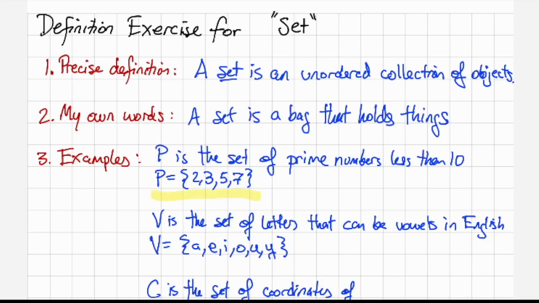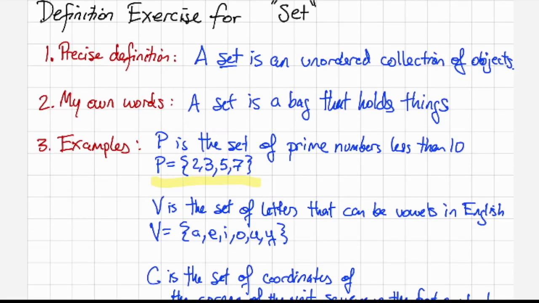Another example. Capital V is the set of letters that can be vowels in English. That's a fine definition. But if we wanted to write that in roster notation, we could instead write capital V is equal to the set containing the letters A, E, I, O, U, and Y, because those are the letters that can be used as vowels in English.